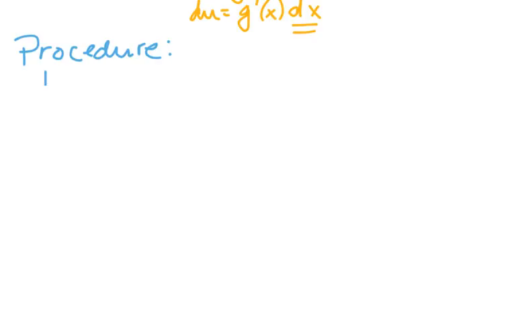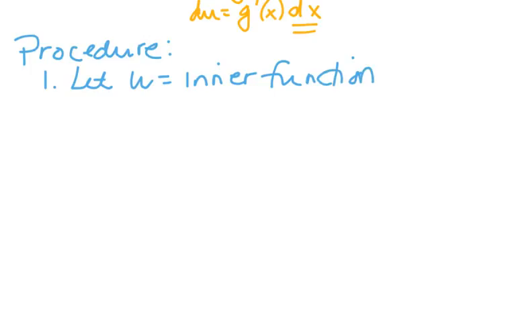So the procedure for substitution, the first step, we're going to have to choose u. So we're going to let u equal the inner function. And by far, this is the hardest part of the substitution rule, choosing u. What do you let u be? Some hints might be, if you see powers, so if you have x to the n multiplied by x to the n minus 1, you're going to let u equal x to the n, because when you take the derivative, you're going to get a power of 1 degree less.